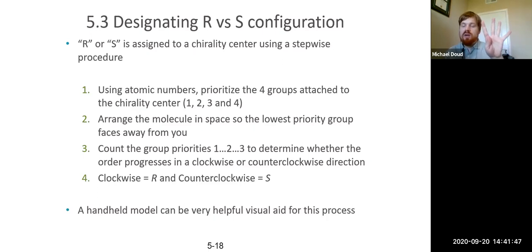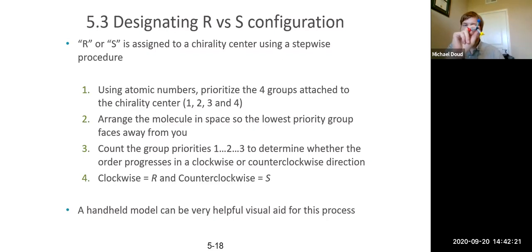Then what you're going to do is look at the molecule and arrange it in 3-dimensional space, either with your little model kit, for example, or in your head, which is where I recommend eventually getting to. And then you just count the group priorities 1, 2, 3. So you're going to orient it so that number 4 is facing away from you. You can't see number 4. Number 4 is almost always hydrogen if something's bonded to hydrogen, because hydrogen's atomic number 1. That's the smallest number. So we're going to orient it away from you like that.